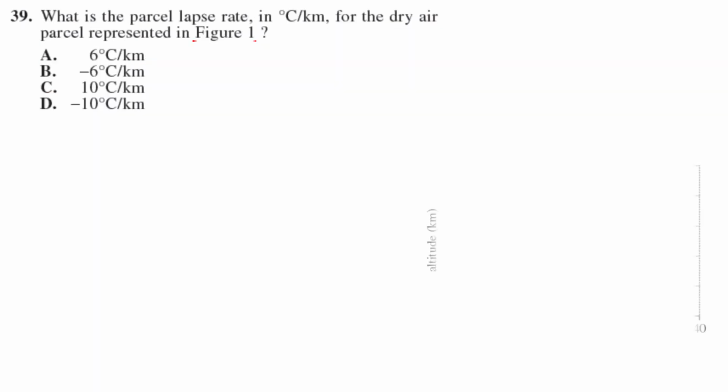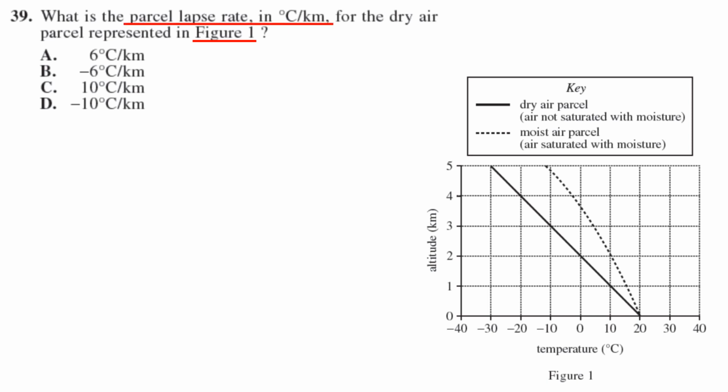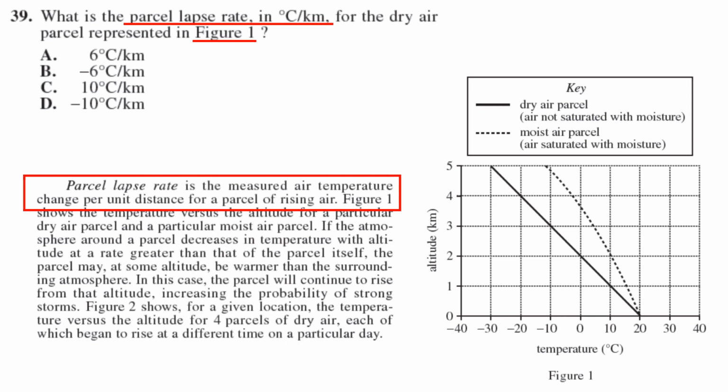For number 39, we're using figure 1. What is the parcel lapse rate in degrees Celsius over kilometers? And it tells us in the reading the parcel lapse rate is the measured air temperature change per unit distance for a parcel of rising air. We see that already here when we have Celsius and kilometers, so it's Celsius divided by kilometers. For the dry air parcels, that's the solid line, so we're just going to pick a known point. So from 0 to 1, it goes down 10 degrees for 1 kilometer. So -10 divided by 1 is -10, so D.